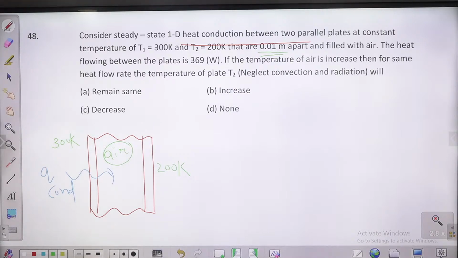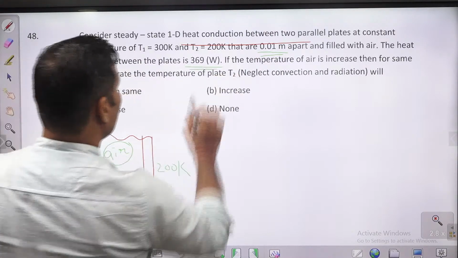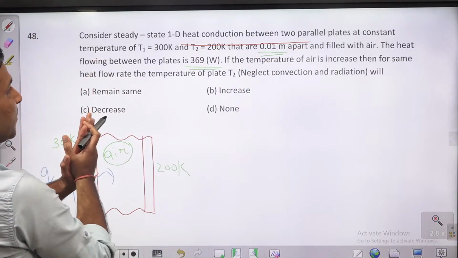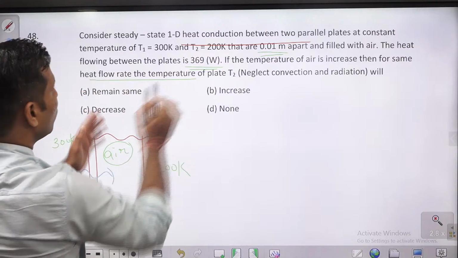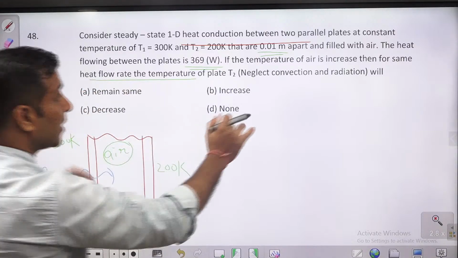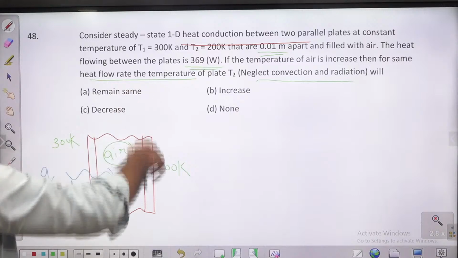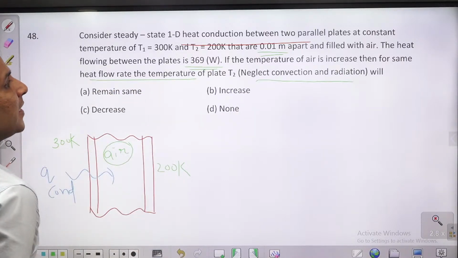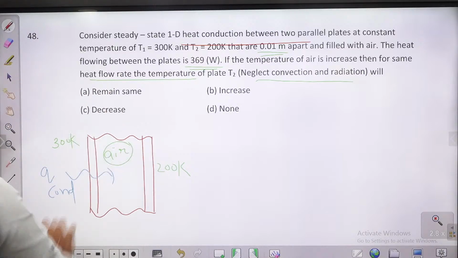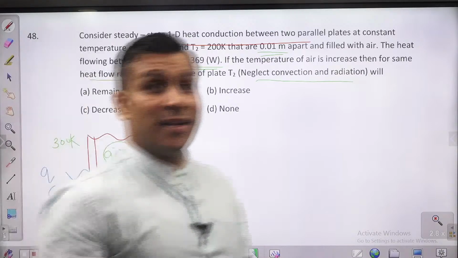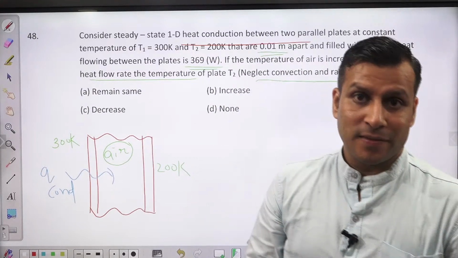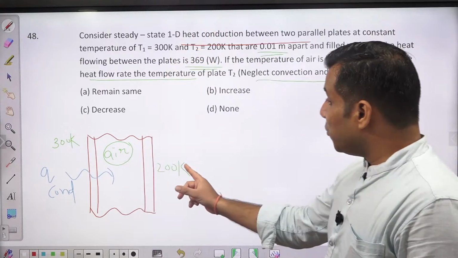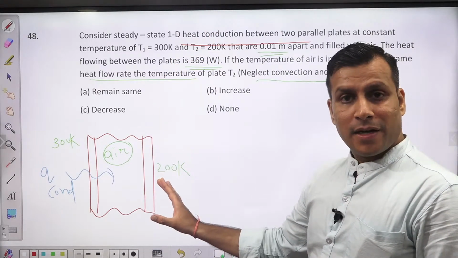Now what is it saying, guys? The heat transfer is 369 watts. If the temperature of the air increases, neglecting the convection and radiation effect, what will be the effect on the temperature of the plate T2? If the air temperature increases, then for the same heat flow, what is it asking you, guys? The air temperature is increasing. Now for the same heat transfer, the T2 is going to what? Is it going to remain the same? T2 is going to decrease.